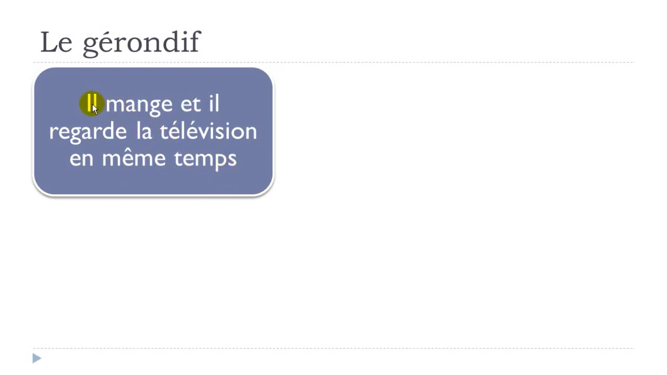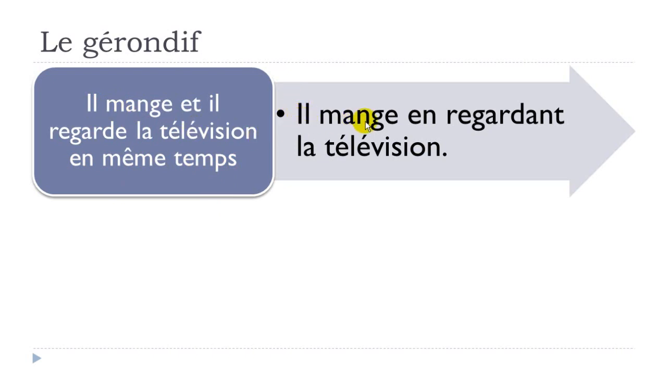So in that case, what we could do is keep the first part, of course, il mange. Then instead of il regarde la télévision en même temps, this en même temps will go away, because we don't need to repeat "at the same time"; that's the whole concept of the gérondif. Then we just need to transform il regarde, so it will become regardant for the participe présent form, and just before we'll put this preposition. So il mange en regardant la télévision. It's exactly the same thing, but the sentence is much shorter.